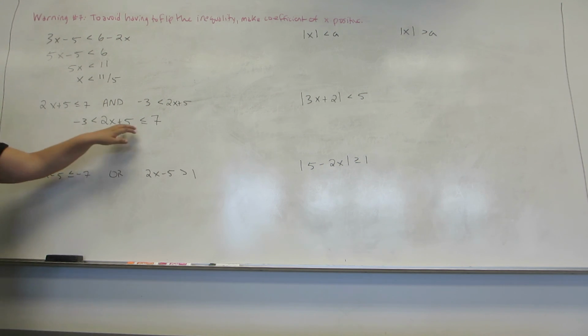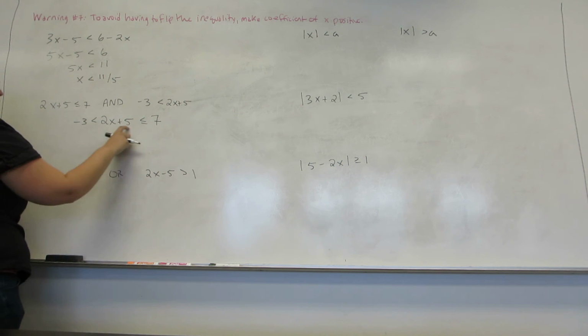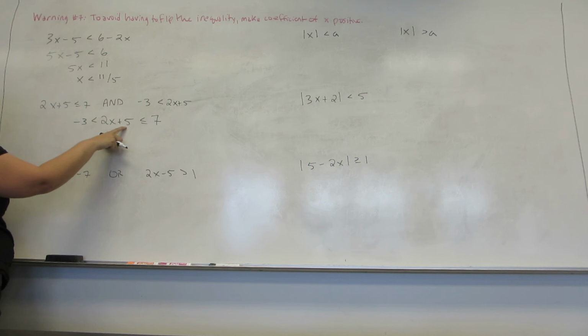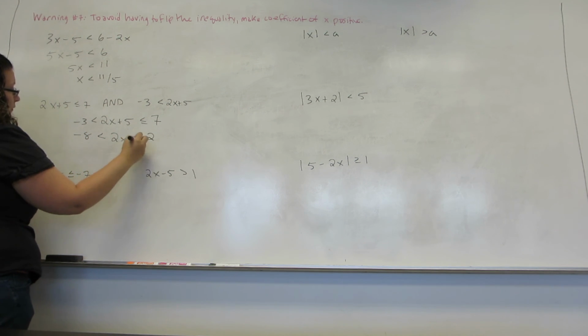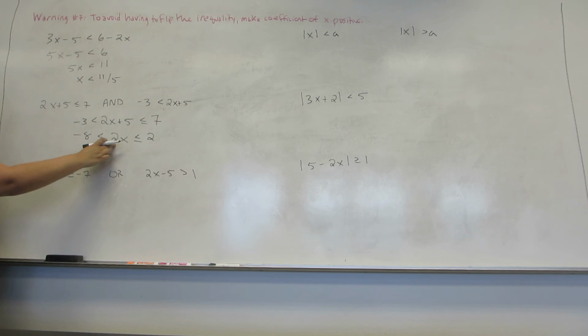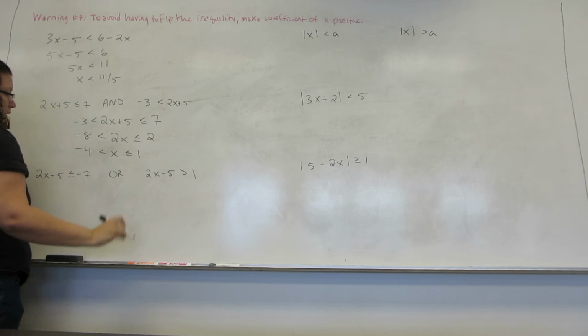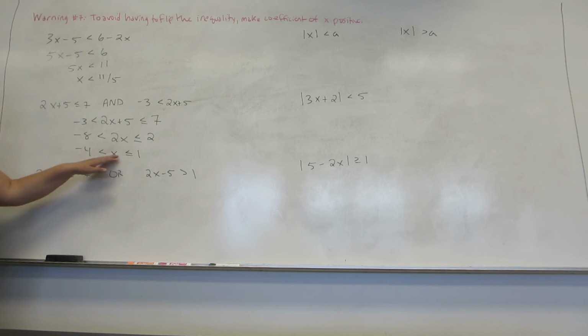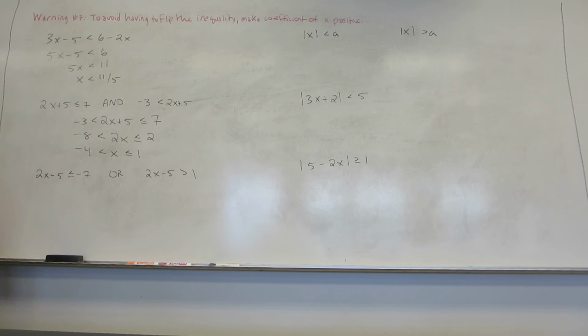Now, I solve these like I would an equal sign, only instead of doing it to both sides, I have to do it to all three pieces. So first I'm going to subtract 5 from everything. Then I'm going to divide 2 through everything. And I get an answer that x must be bigger than negative 4 and less than or equal to 1. So all the numbers between negative 4 and 1.